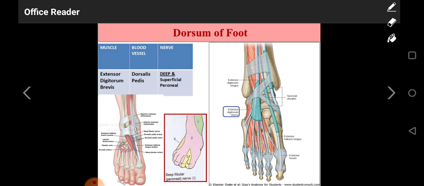On the dorsum of the foot, we have only one muscle, that is the extensor digitorum brevis. The blood supply over here is by the dorsalis pedis artery and the nerve supply is by the deep and the superficial peroneal nerve.